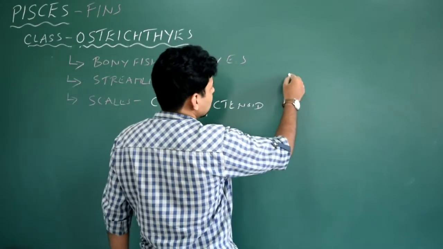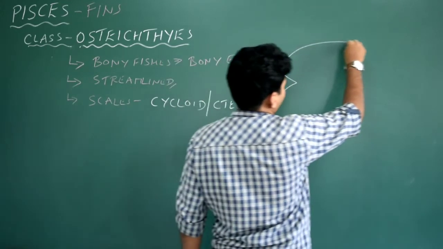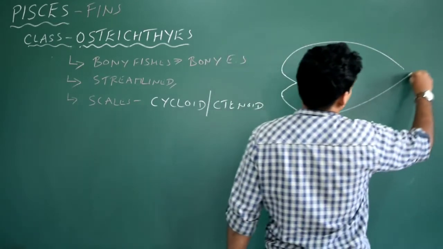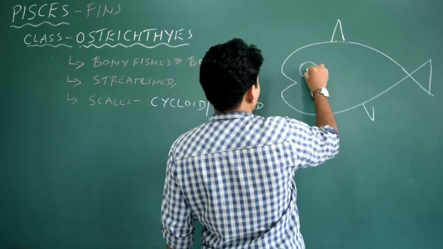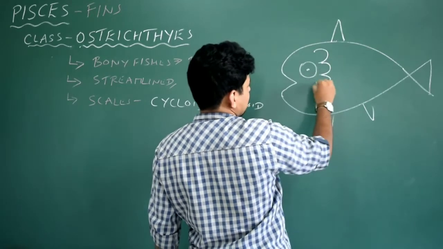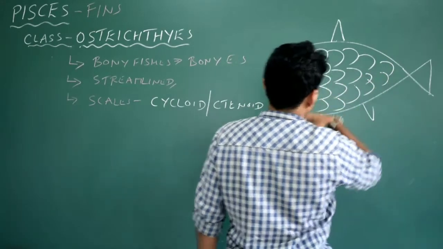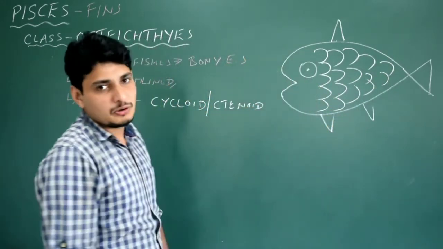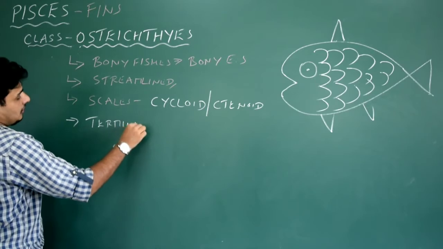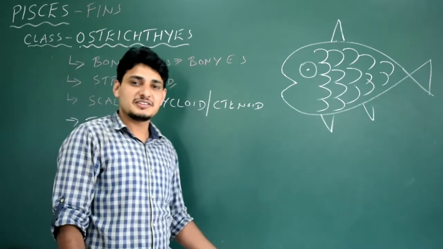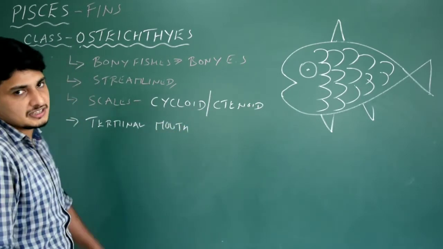What we do is we draw the diagram of the Osteichthyes fish like this. See, this is the mouth and these are the scales, cycloid or ctenoid scales. And the mouth, where exactly is the mouth situated? The mouth is terminal. See, it is not ventral. Note this point. That is the important difference between Chondrichthyes and Osteichthyes.